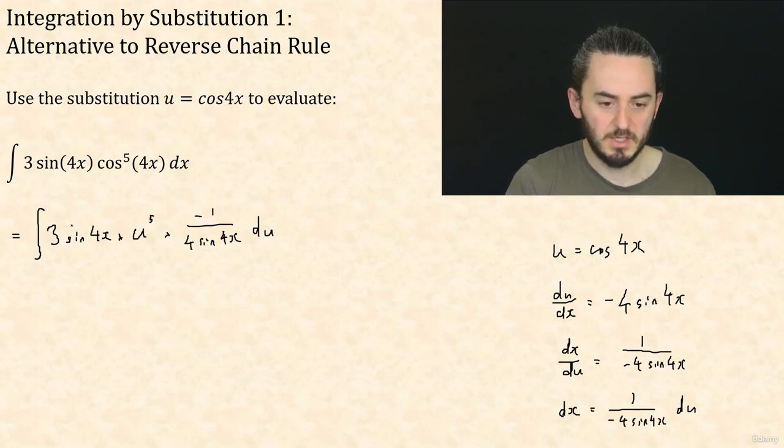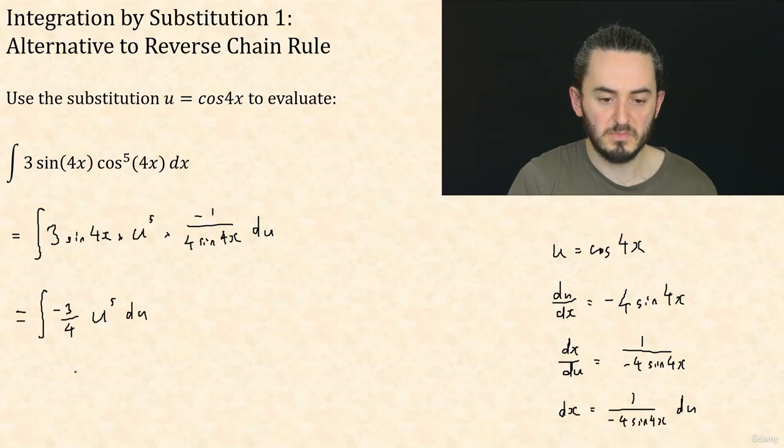Okay, that whole thing there was dx, which I established down here. Cancelling time. The sine 4x and the sine 4x cancel. And what are we left with? Well, it's negative, so I've got a minus. Then I've got 3 divided by 4. So minus 3/4. And what's left is just u to the 5 du. All right, so this is no problem because this is just very simple integration. The power is going to go up by 1, up to 6, divide by the new power. Minus 3/4 divided by 6 is minus 1/8.